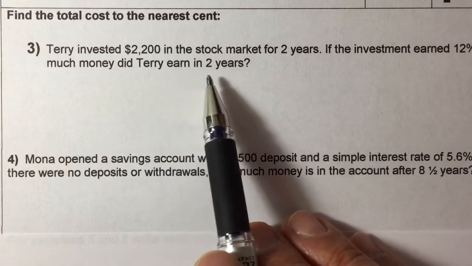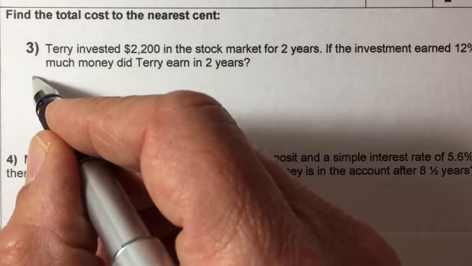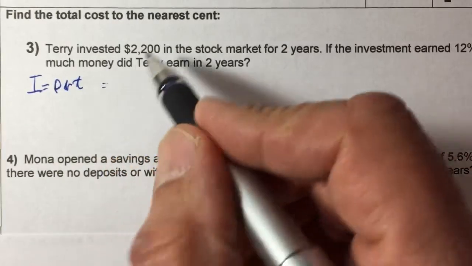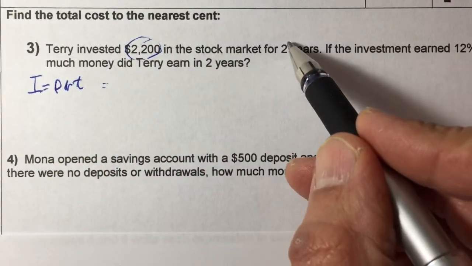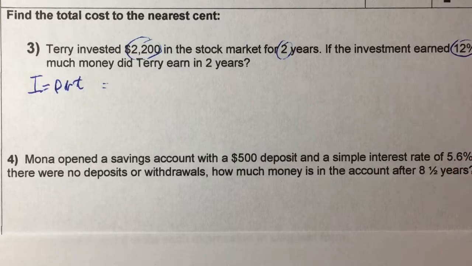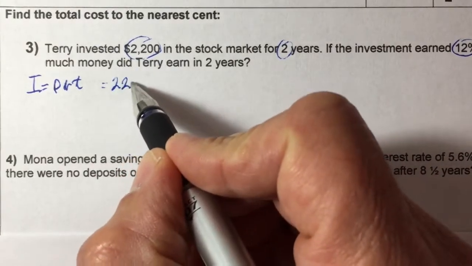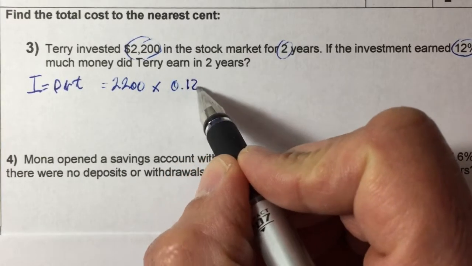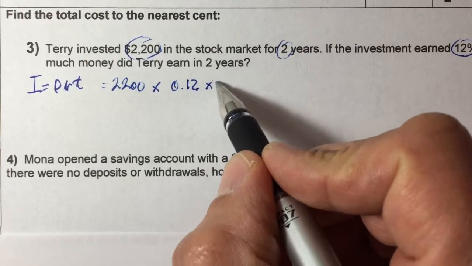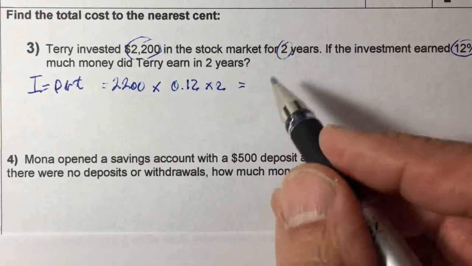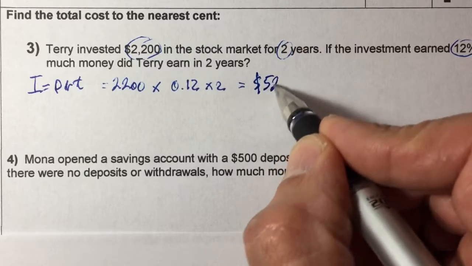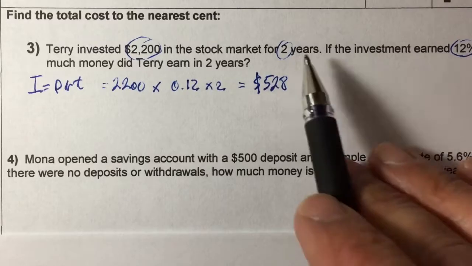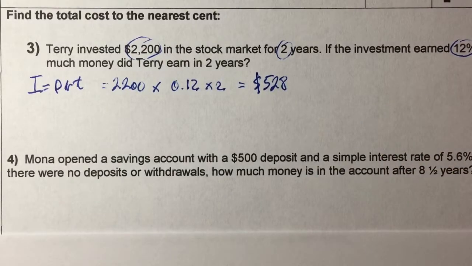In problem number 3, Terry invested $2,200 in the stock market for 2 years, and the investment earned 12%. How much money did Terry earn in 2 years? Let's do the same formula, I equals PRT. So my principal is going to be 2,200. The time is 2 years, and the rate is going to be 12%. I'm going to just replace 2,200 times 0.12, because it's 12%, times 2 years. And this multiplication is going to give me $528 as interest for 2 years at this rate.